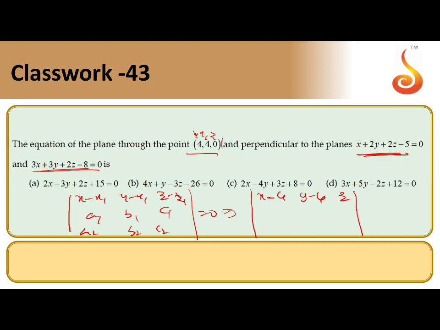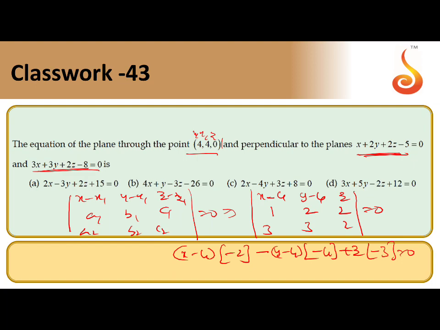Now a1, b1, c1 are the drs 1, 2, 2, and next 3, 3, 2, equal to 0. We can solve it. So x minus 4 into (4 minus 6), minus (y minus 4) into (2 minus 6), plus z into (3 minus 6) equal to 0, and the y term again is 2 minus 6 minus 4, correct.